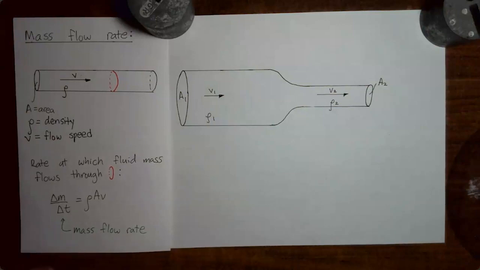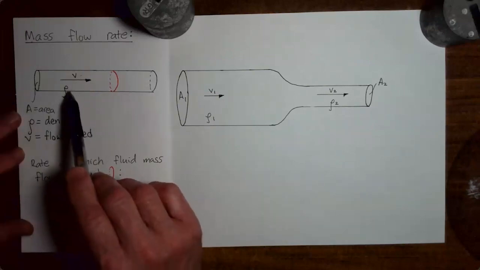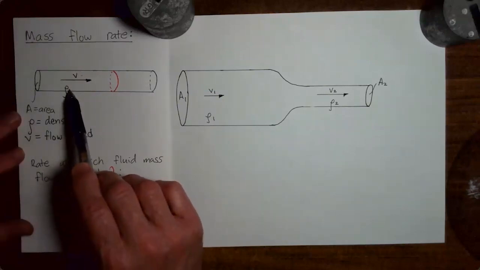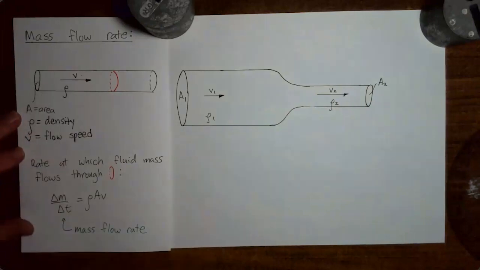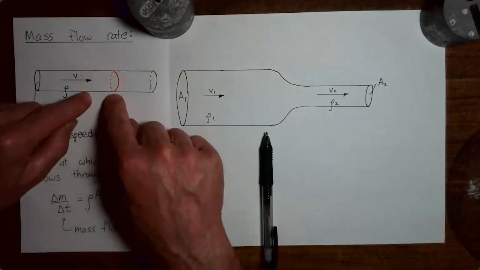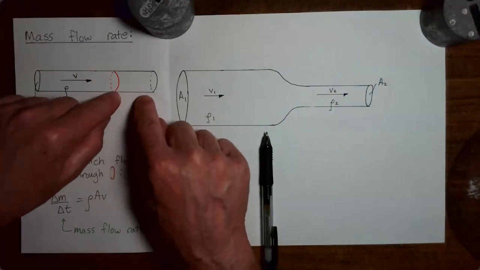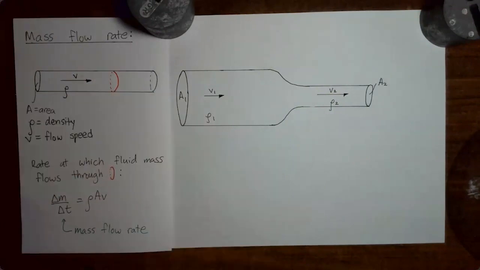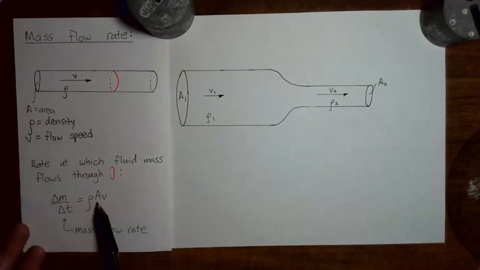In an earlier video, I introduced you to the mass flow rate for a flowing fluid. Here's the idea. Let's say we have a pipe with cross-sectional area A. A fluid with density rho is flowing through the pipe, and the flow speed is v. The mass flow rate would be the rate at which fluid mass flows from one side of a marked cross-section to the other side of that marked cross-section. We saw that the mass flow rate is given by the density of the fluid times the cross-sectional area of the pipe times the flow speed.